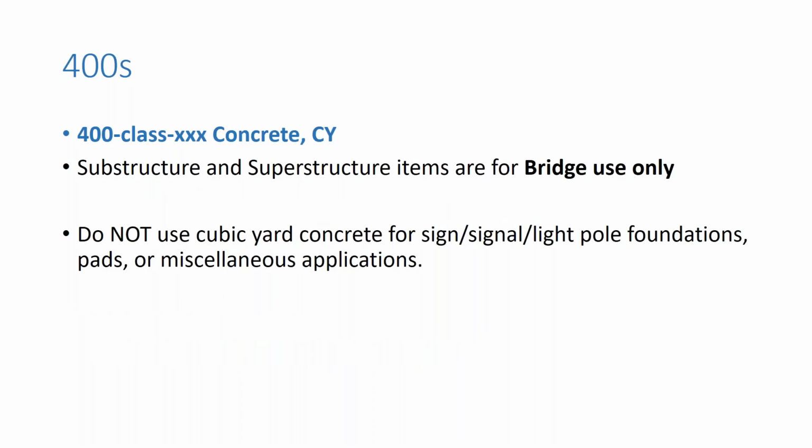Section 400 with concrete per cubic yard. Please remember that the substructure and superstructure items are for bridge use only. We do not want to see the substructure, superstructure used for any types of drainage applications just because you're looking for a cubic yard item of concrete. That is not appropriate use of those items.